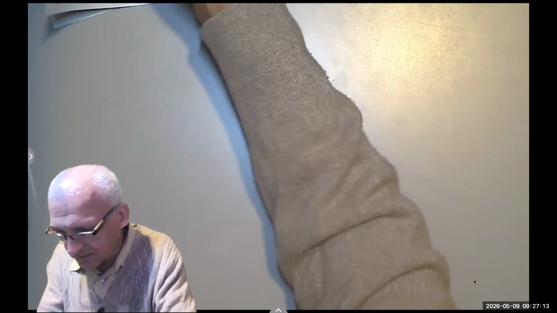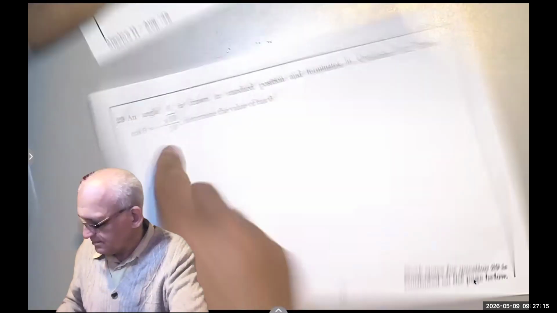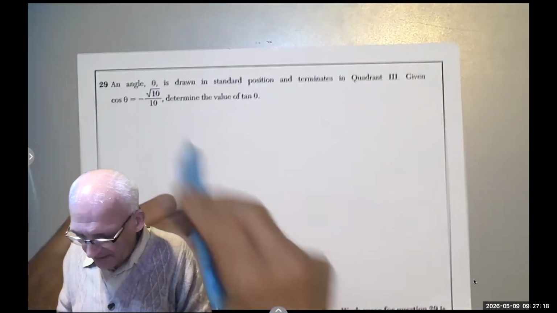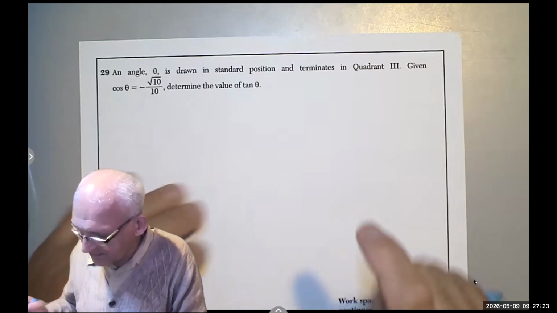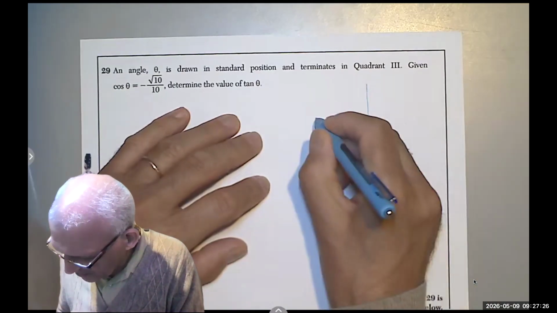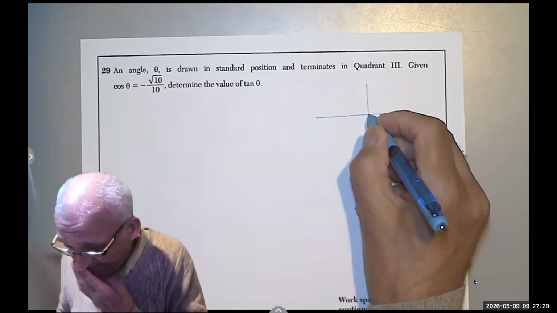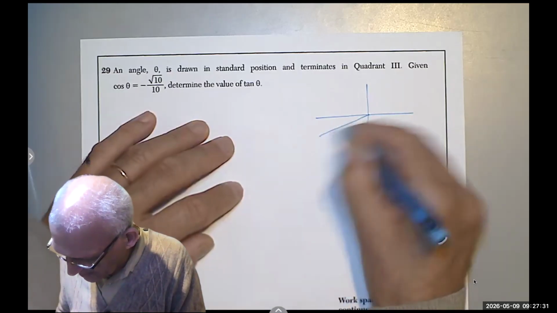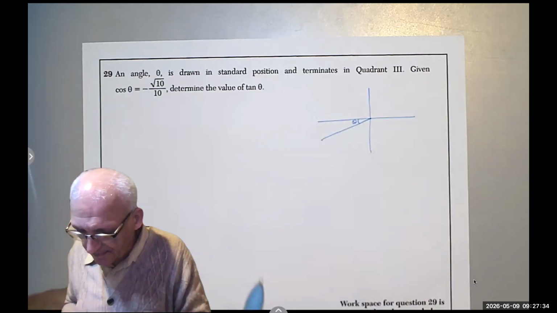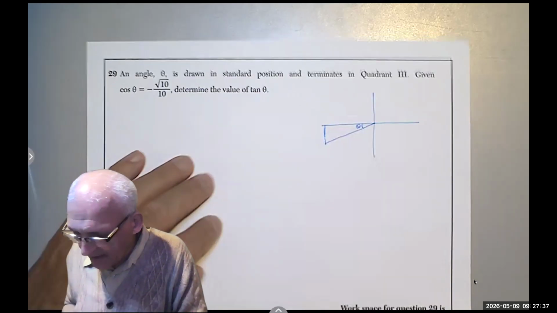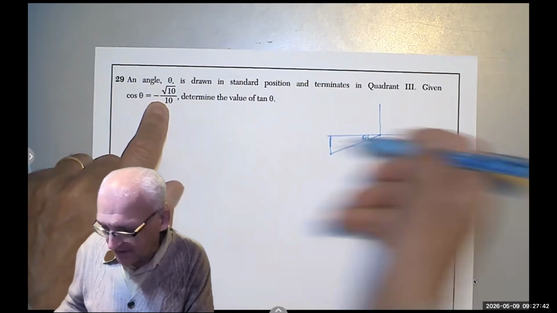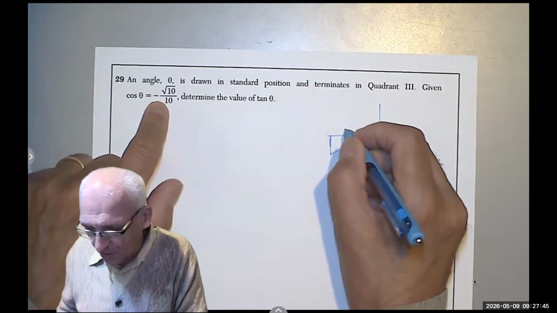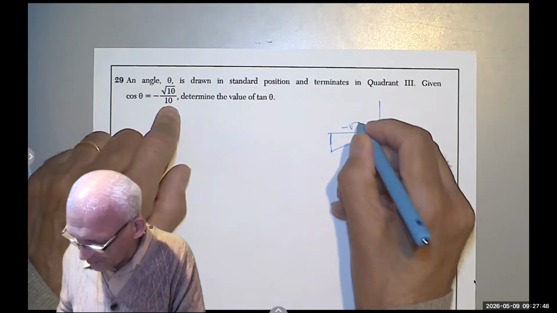Okay, next one. An angle theta is drawn in standard position and terminates in quadrant 3. Okay, so here are my quadrants. Here is quadrant 3. And this is theta. And it tells you cosine theta is negative root 10 over 10. Of course, negative because the x is negative. So we know this is negative root 10.